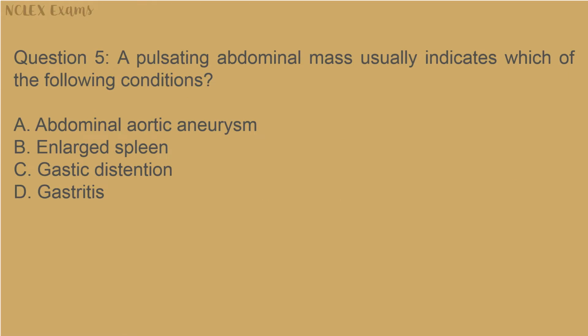Question 5. A pulsating abdominal mass usually indicates which of the following conditions? A. Abdominal aortic aneurysm. B. Enlarged spleen. C. Gastric distension. D. Gastritis.